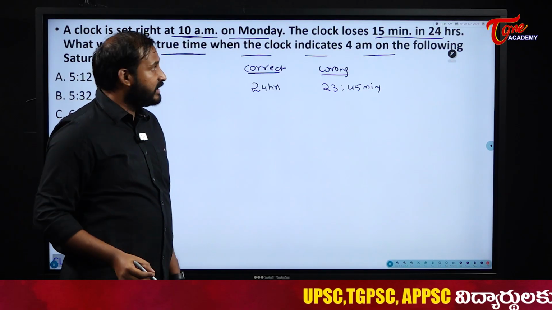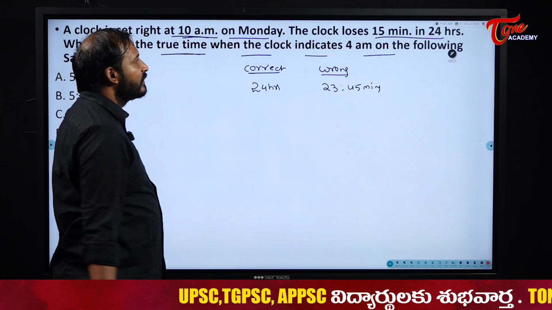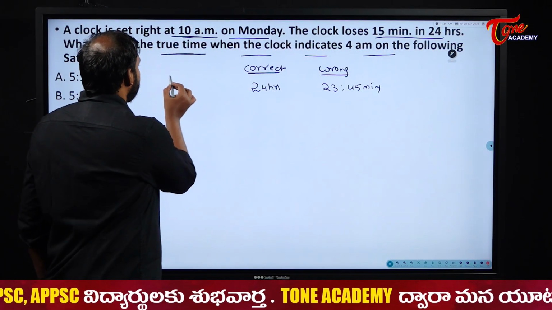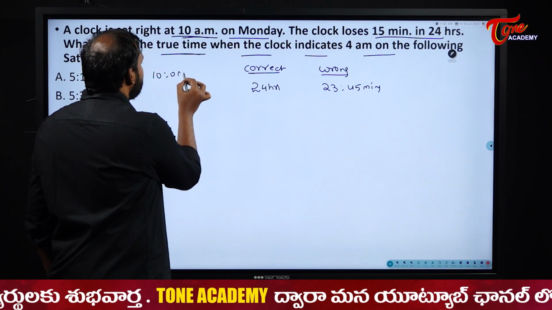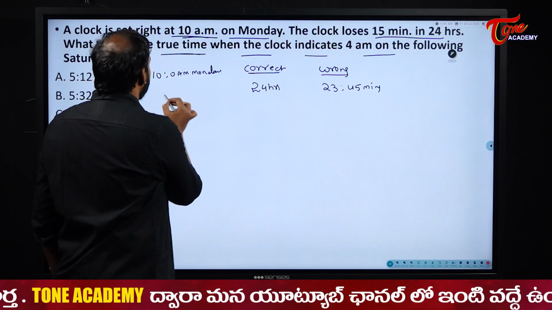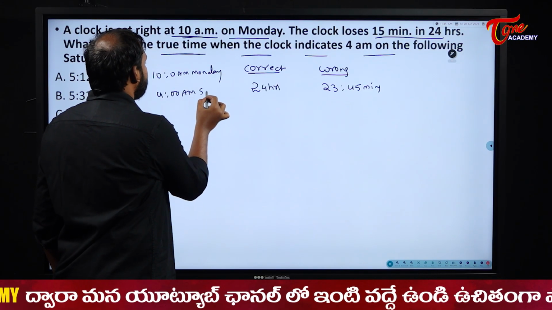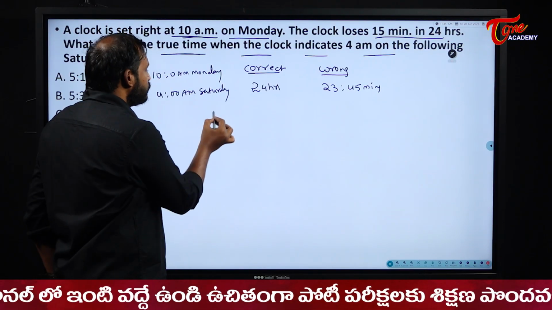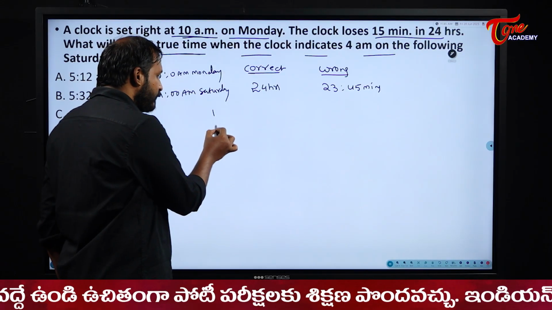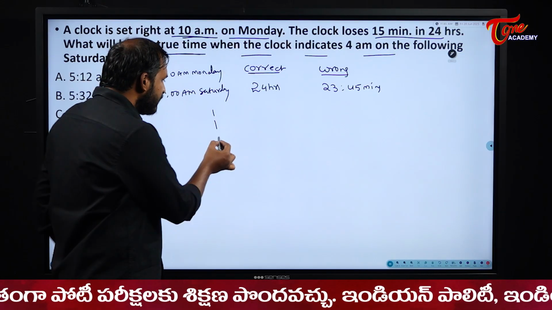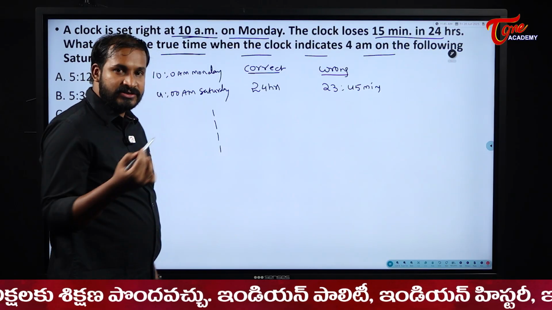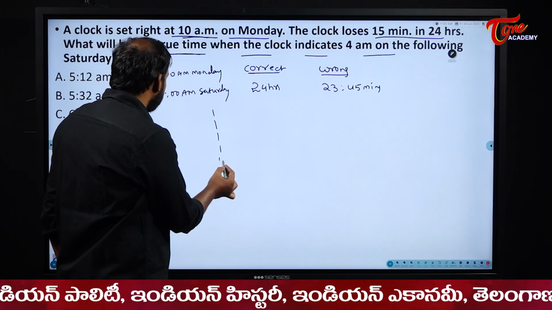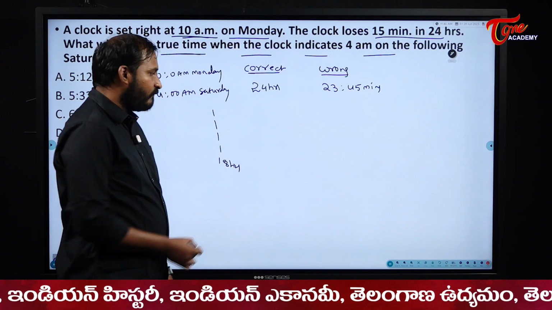That means the wrong clock. See, 10 a.m. on Monday to 4 a.m. on the following Saturday. Now, please count the days, students. Tuesday 10 a.m. one day, Wednesday 10 a.m., Tuesday, Wednesday, Thursday, Friday, and Saturday 10 a.m. is not yet done. Okay, less than by how much? 6 hours. That means here 18 hours only. So, 4 days, 18 hours.